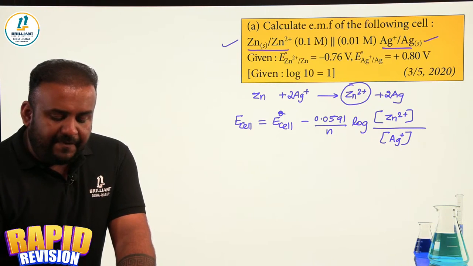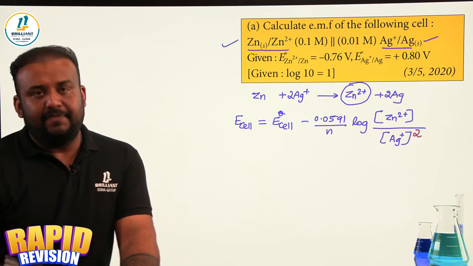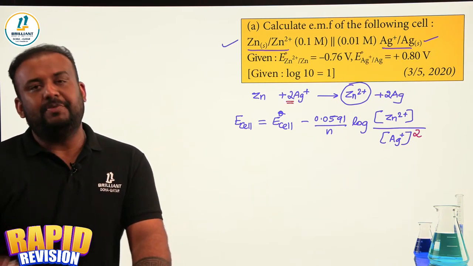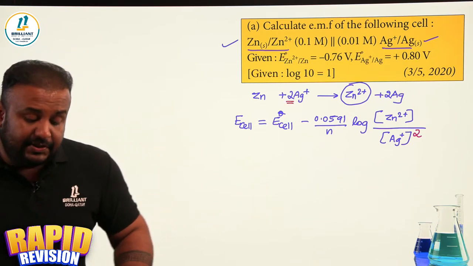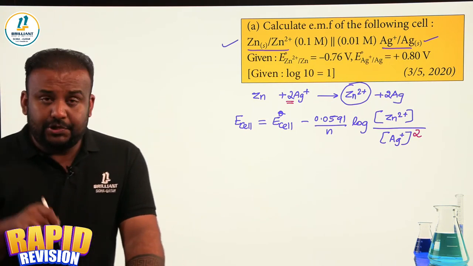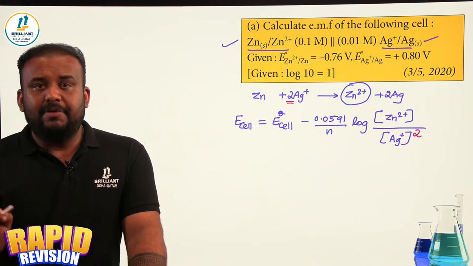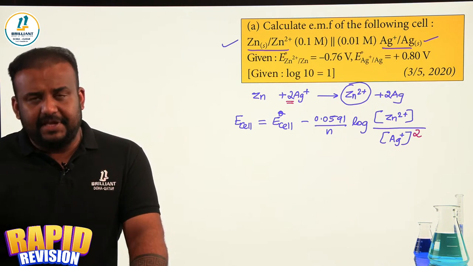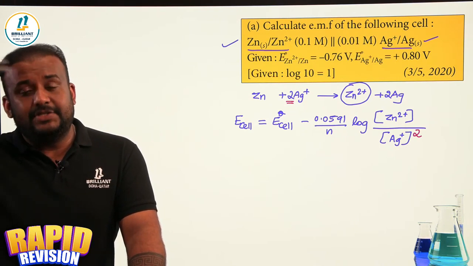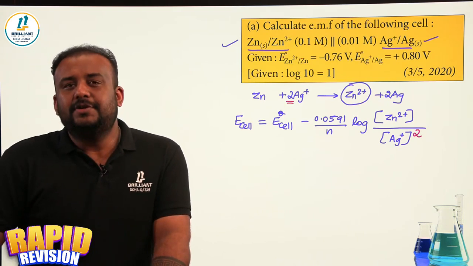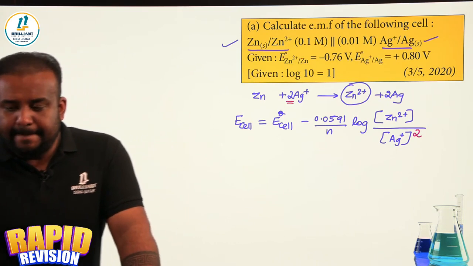But do not forget to raise it to the power 2. Why? Because this is the stoichiometric coefficient of this electrolyte. So don't forget that. Clear? That's why I wanted to show this part. Everybody, please remember, first you write the overall equation, then you see what the stoichiometric coefficients are. If there is anything more than one, please do raise the electrolyte concentration to that power. Understood? Is it clear?